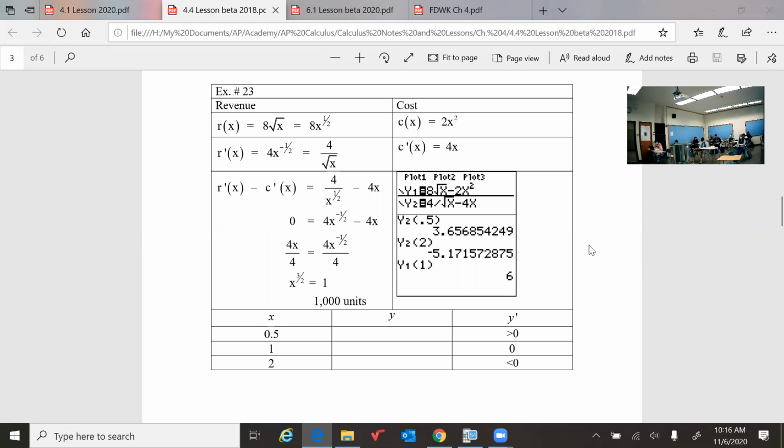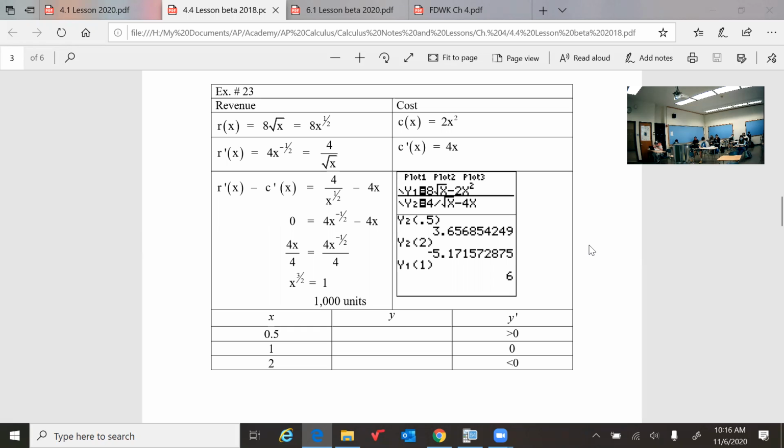So the revenue is 8 times x to the 1/2. The cost is that. So you differentiate them both with the power rule. The difference between R prime of x and C prime of x is here. Set the difference of the derivatives equal to 0. Here's your algebra. Add 4x to both sides. Divide both sides by 4. And you would have x equals x to the negative 1/2.